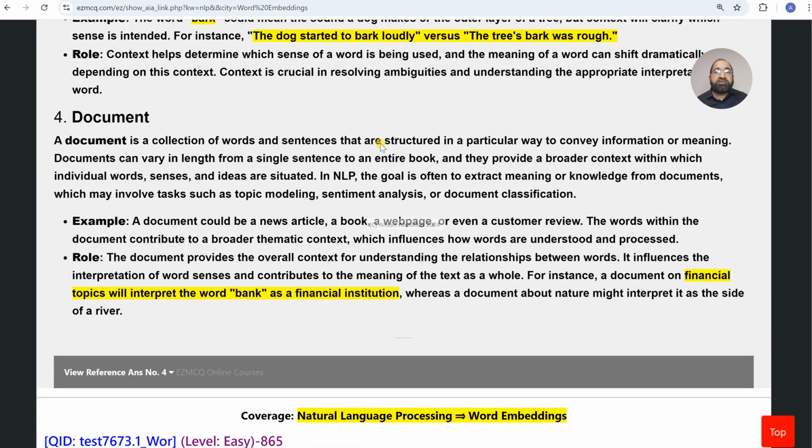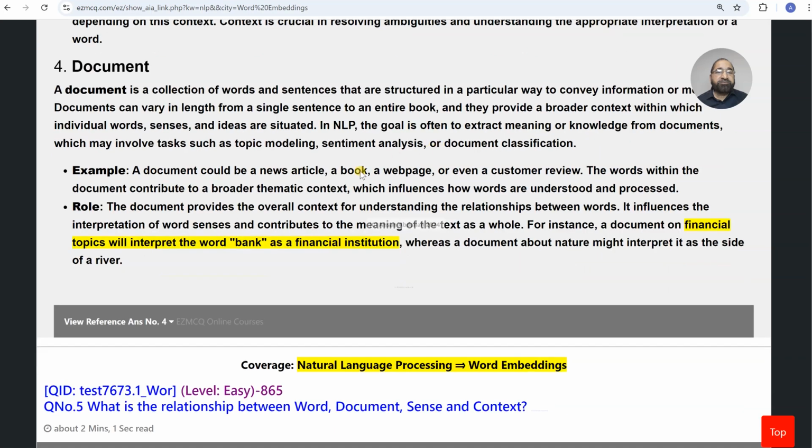And a document is a collection of words and sentences structured in a particular way to convey information or meaning. The document may be a legal document, a financial document, an architectural plan or a software engineering document. So the words, their meanings, and then the sentences constitute a document, and the objective is to be able to understand that document. It could be a web page or news articles. Financial topics will interpret the word bank as a financial institution.